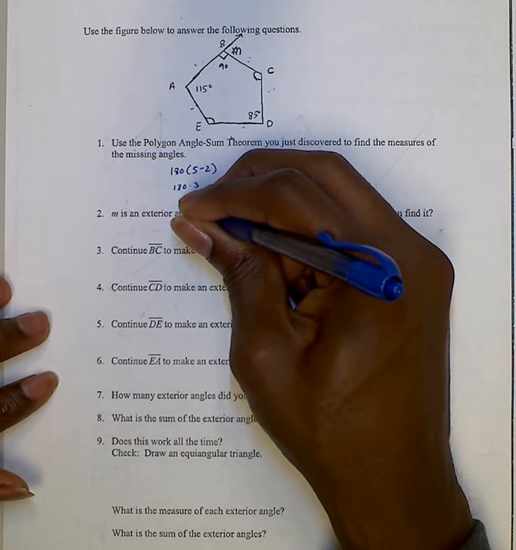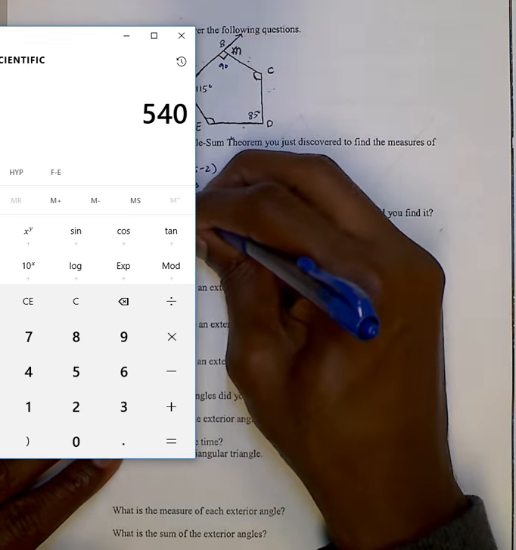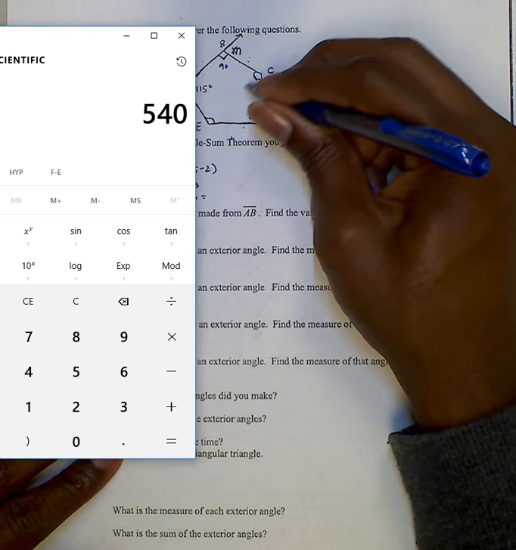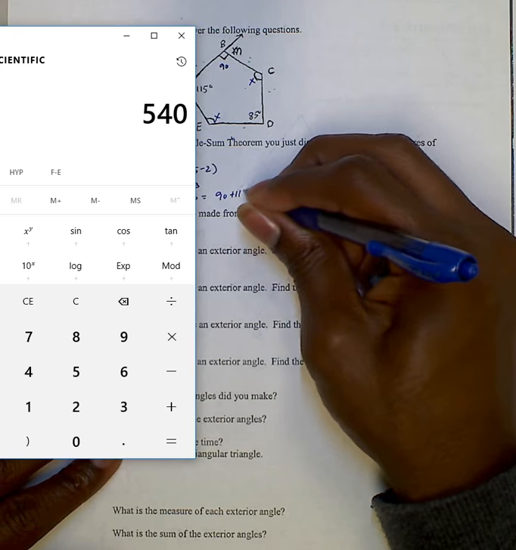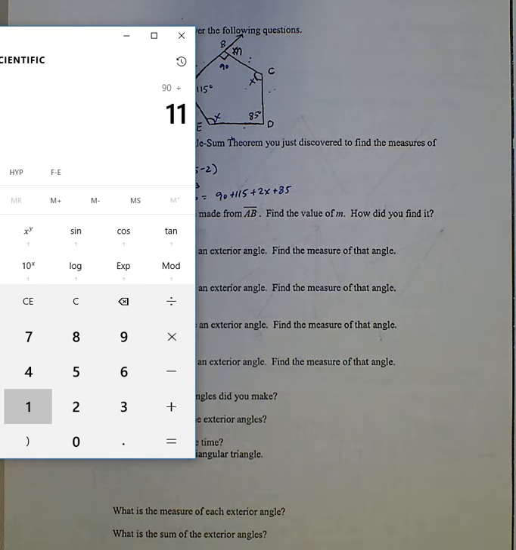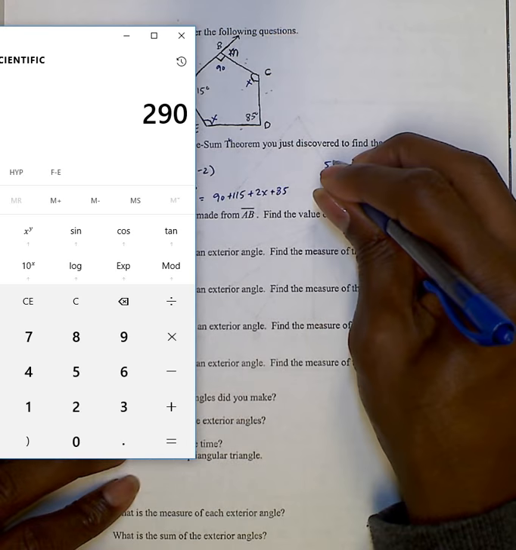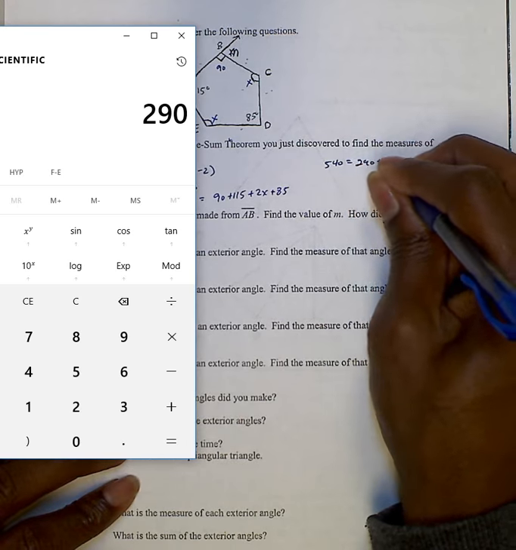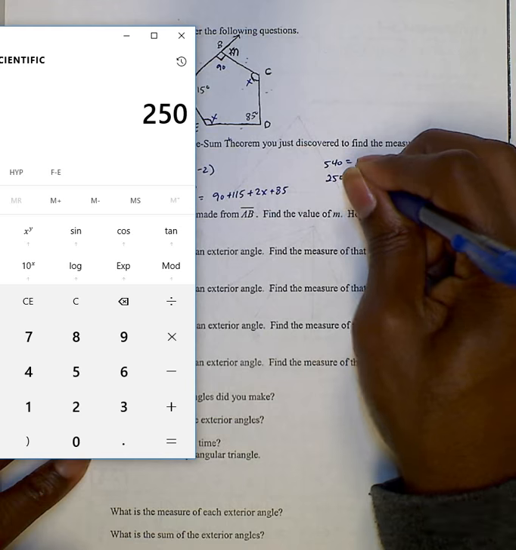Am I right? 540. Alright, and so I can find out these missing angles because I'm just going to call them x. And they show us that they're the same. So I have 90 plus 115 plus 2x plus 85. And I add these angles together, 90 plus 115 plus 85 gives me 290. So 540 equals 290 plus 2x. 540 minus 290 is 250. Okay, 250 equals 2x, and that means x is going to equal 125.